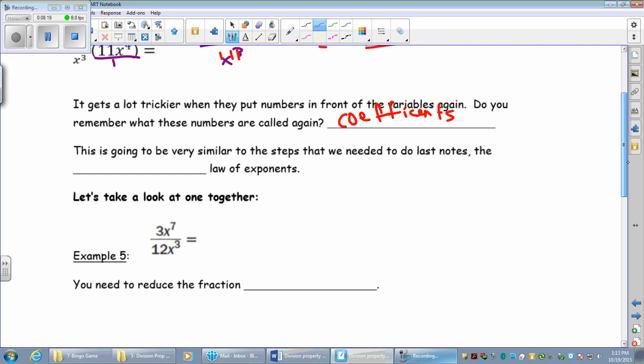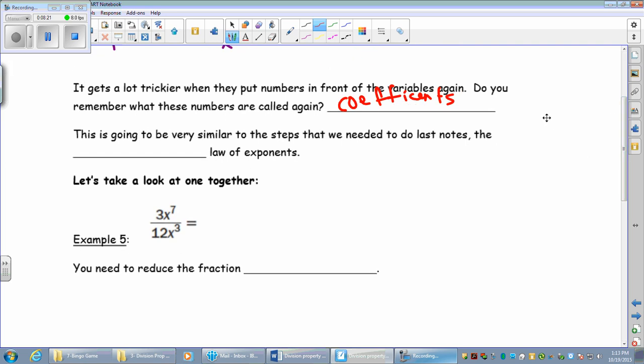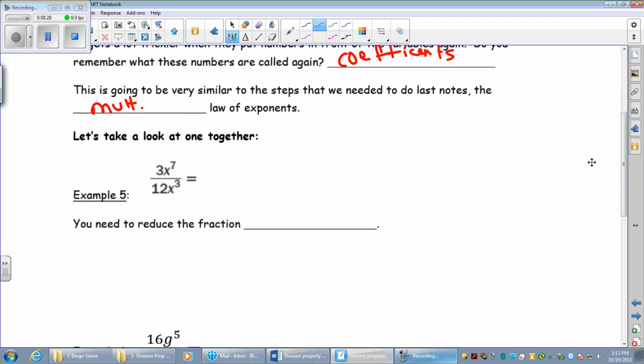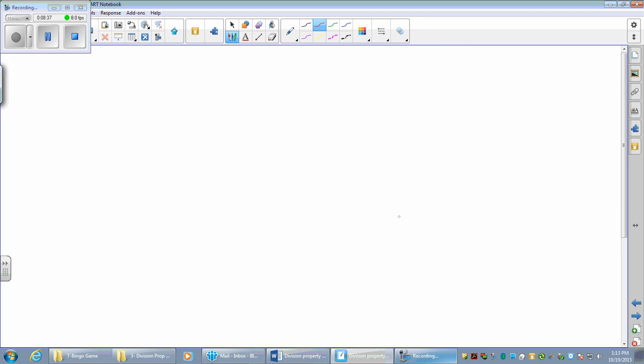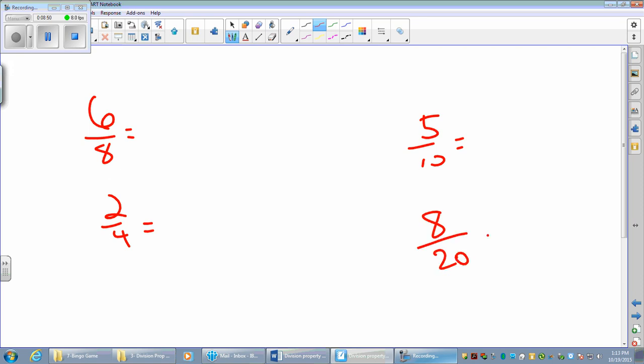Coefficients. This is going to be very similar to the steps that we needed to do last notes, the multiplication law of exponents. So, my big tip for this is to just know that this is going to be a fraction. If I gave you a whole entire test full of things that look like this, 6 over 8 is equal to 2 over 4 is equal to 5 over 10 is equal to, let's say, 8 over 20 is equal to. You could do this.